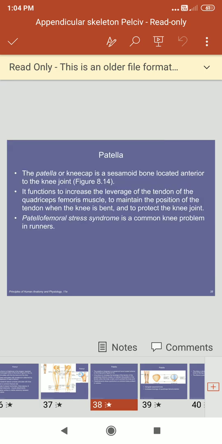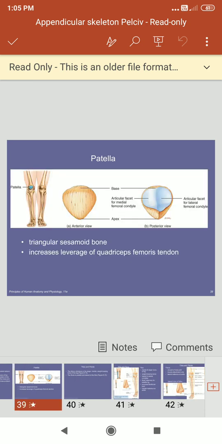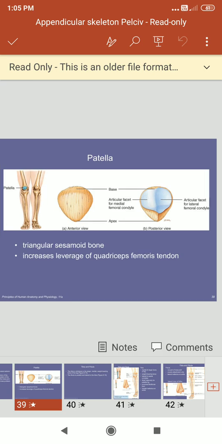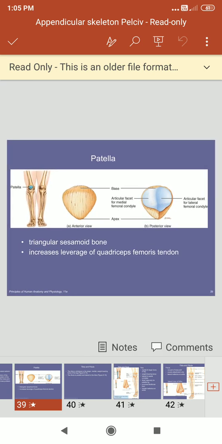Patella, this is the kneecap, present on the knee, and is a sesamoid bone located anterior to the knee joint. It functions to increase the leverage of the tendon of the quadriceps femoris muscle and to maintain the position of the tendon when the knee is bent. So you see this knee bone is also known as the patella. It looks like a coconut fruit. This triangular sesamoid bone increases the leverage of the quadriceps femoris tendon.